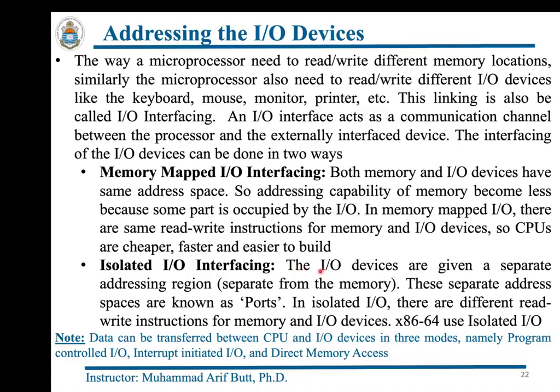The I/O devices, in case of isolated I/O, are given separate addressing region, separate from the memory, of course. And these separate address spaces are known as ports. Dear students, in isolated I/O, there are different read-write instructions, while in memory mapped I/O, of course, there are same instructions that are used to read the I/O device or the memory. The example of isolated I/O is in x86-64.